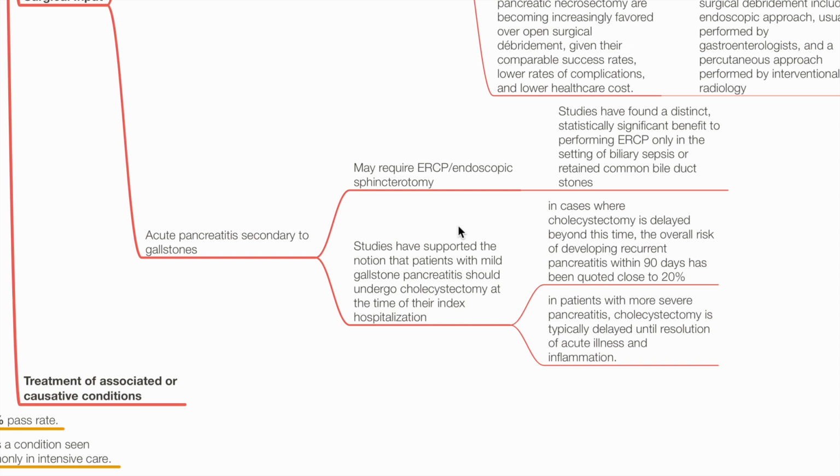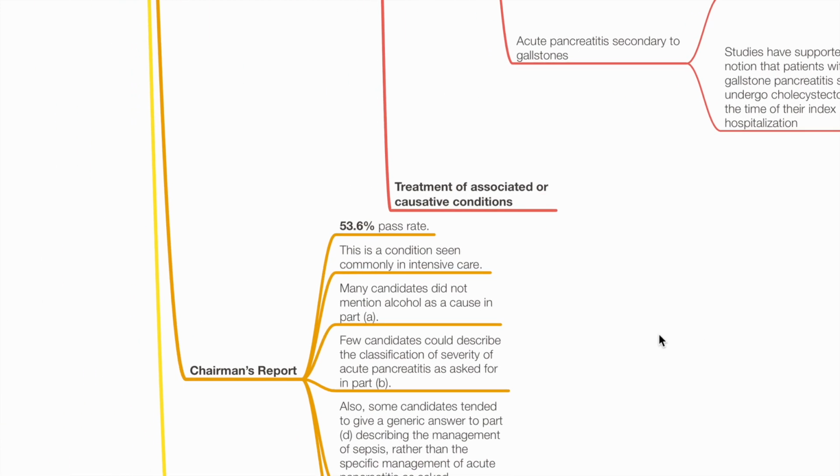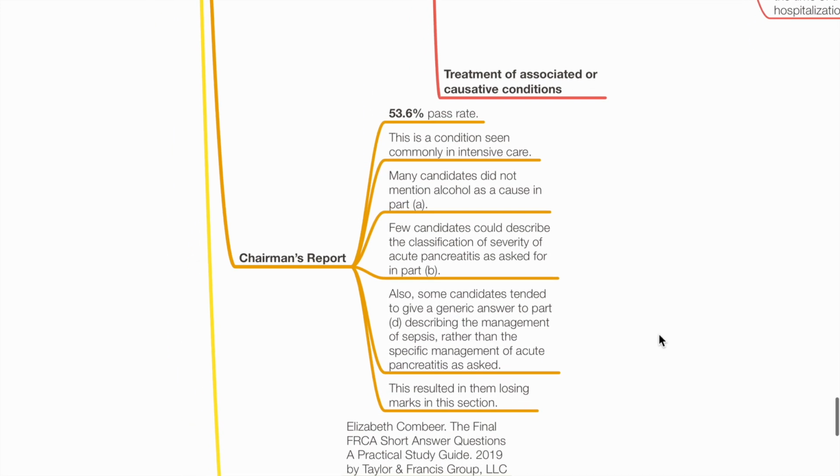duct stones. Studies have supported the notion that patients with mild gallstone pancreatitis should undergo cholecystectomy at the time of their index hospitalization to avoid development of recurrent pancreatitis. In patients with severe pancreatitis, cholecystectomy is typically delayed until resolution of acute illness and inflammation. Treat associated or causative conditions of acute pancreatitis. Overall, 53.6% pass rate.